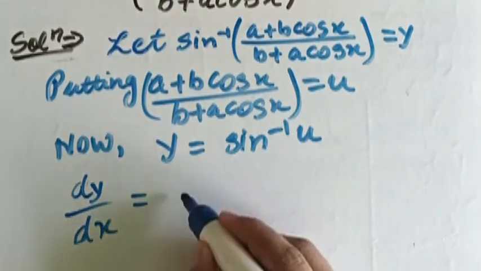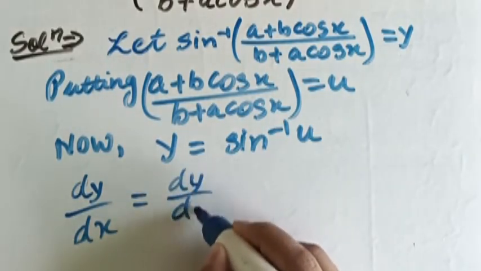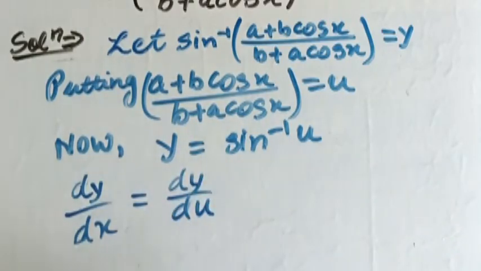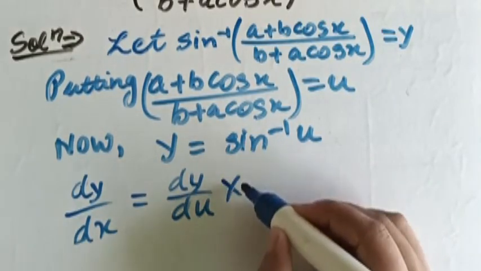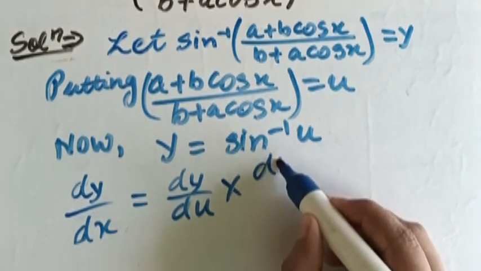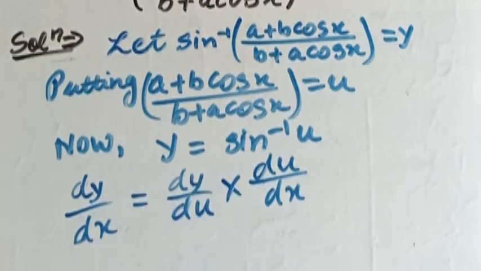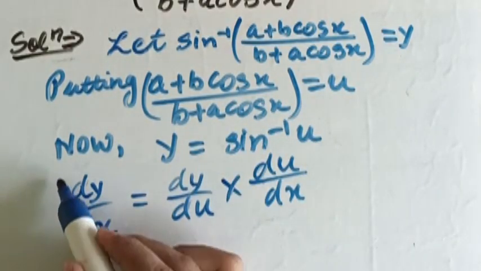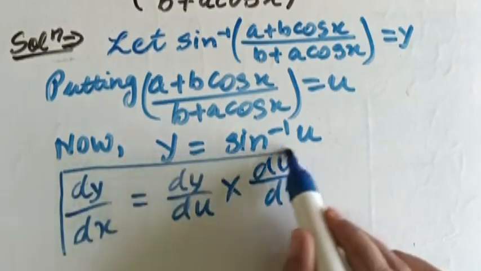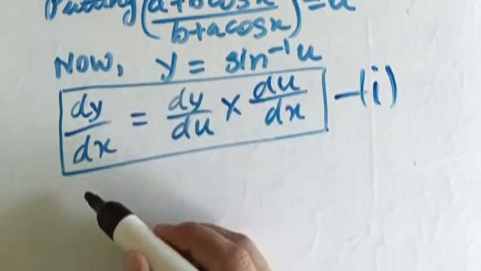So first of all you have to differentiate y with respect to u because it is in the form of u, right? And then multiply. Now you have to differentiate u with respect to x because it's in the form of x. So this is called the chain rule, which I had taught you earlier. So now differentiate y with respect to u.